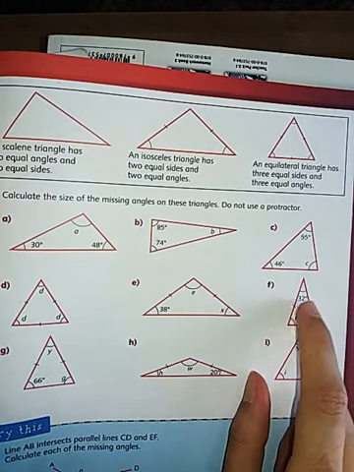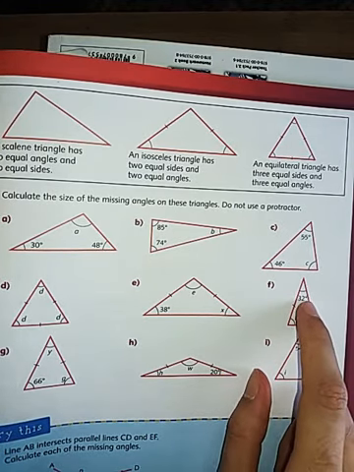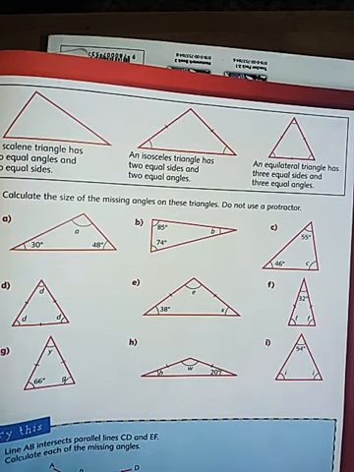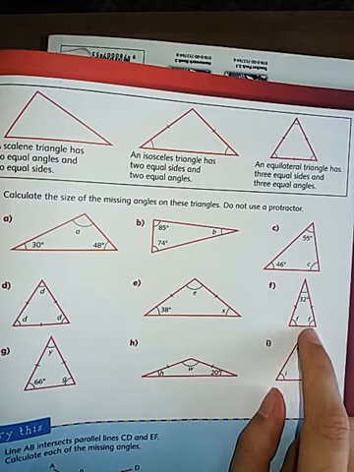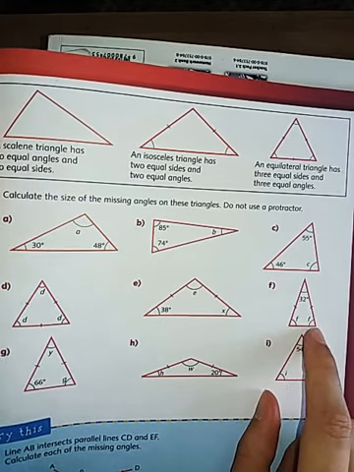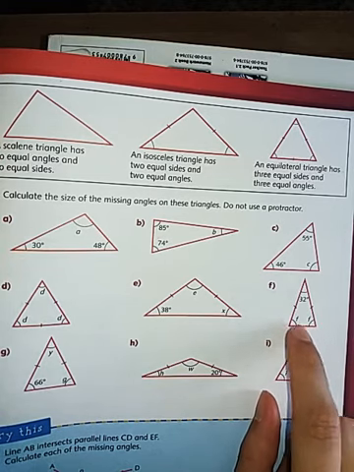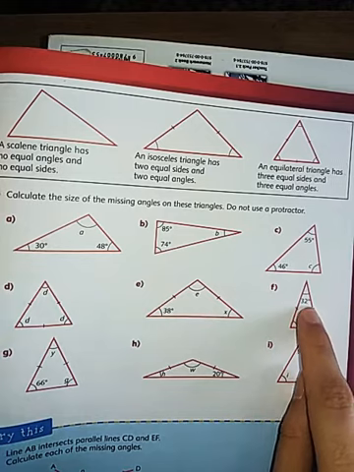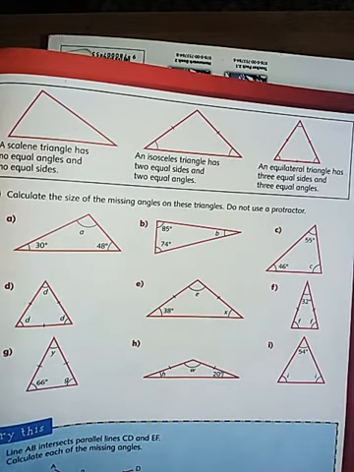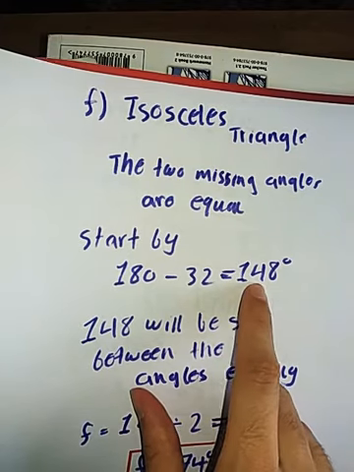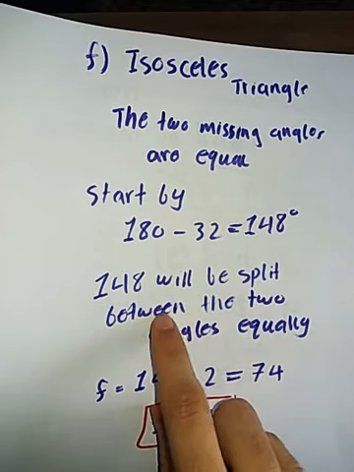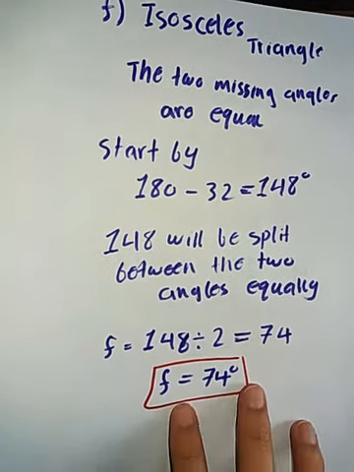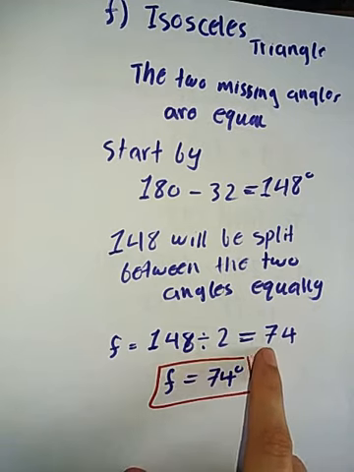First, let's subtract 32 from 180. The number we get, we will divide by 2 because that degrees were split equally between the two angles. So subtract 32 from 180, you get 148. 148 will be split between the two angles equally because they are equal. So divide by 2, each angle will be 74.